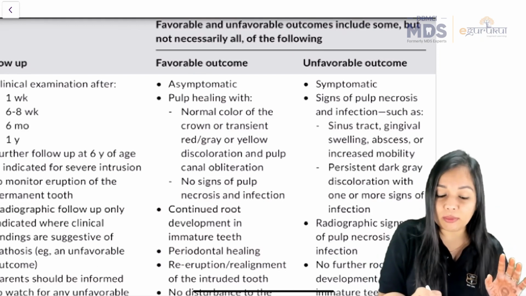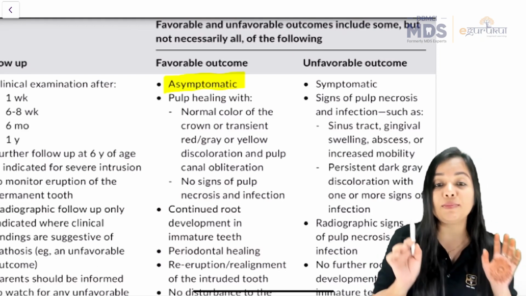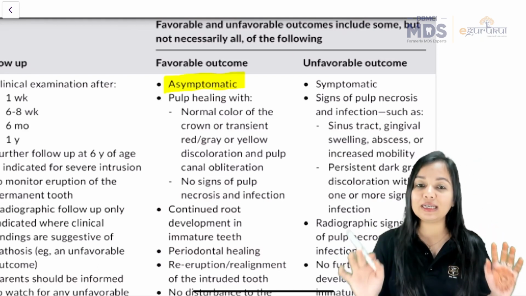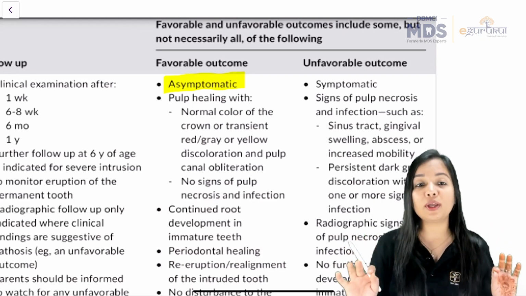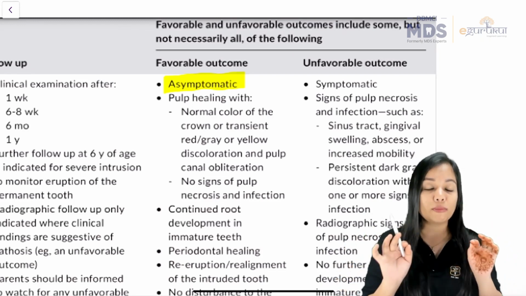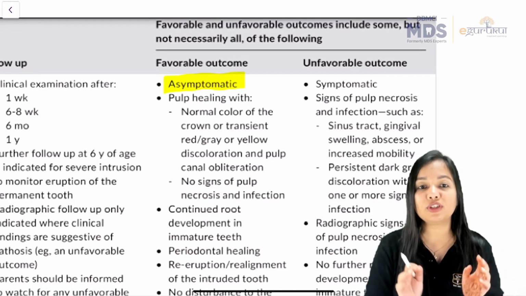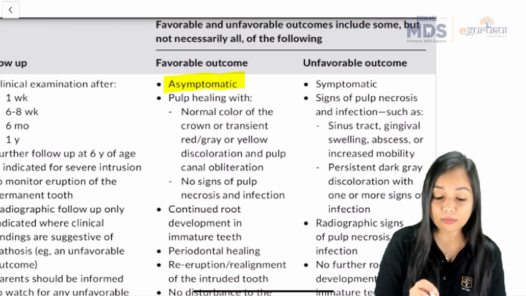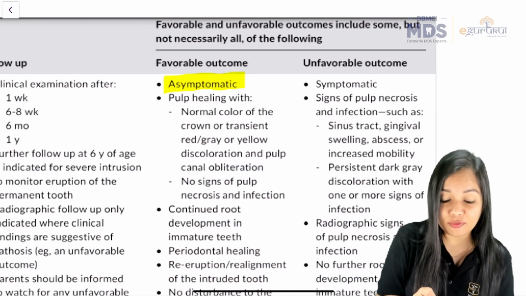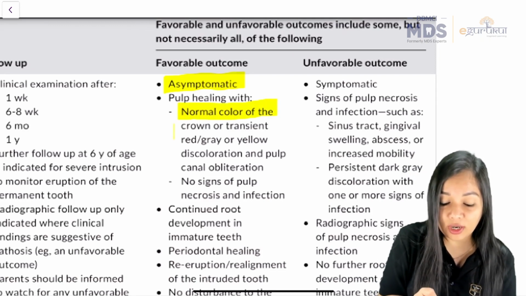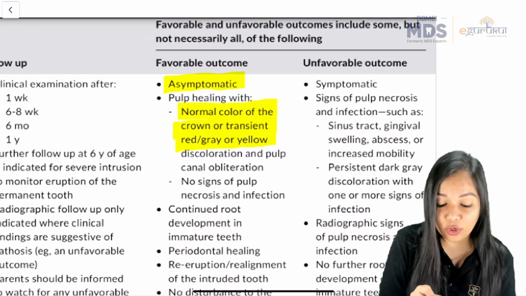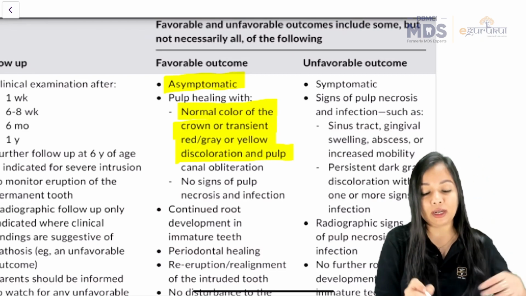So the first favorable outcome is that the tooth is asymptomatic. The tooth is silently lying there. The patient does not complain of any pain. There is no formation of abscess or anything. So that means the tooth is asymptomatic, which is a favorable outcome. Pulp healing is with normal color of the crown or transient red, gray, or yellow discoloration and pulp canal obliteration.